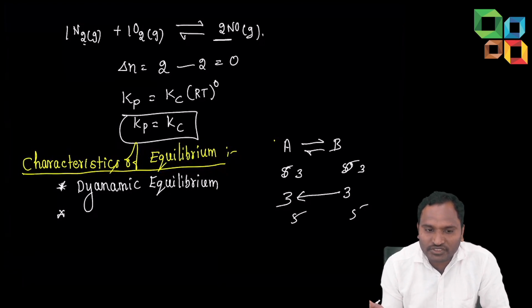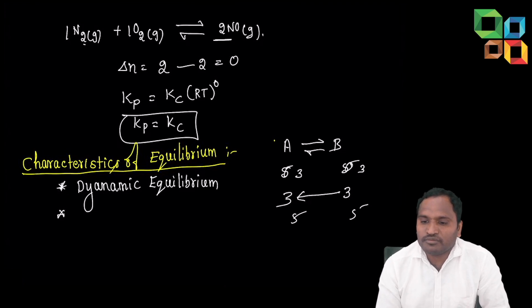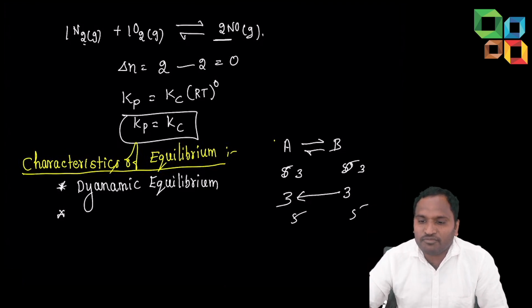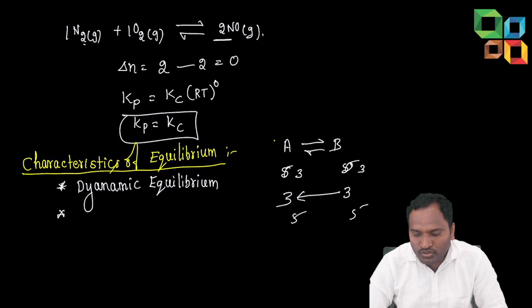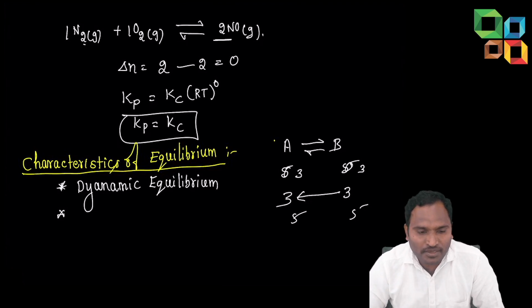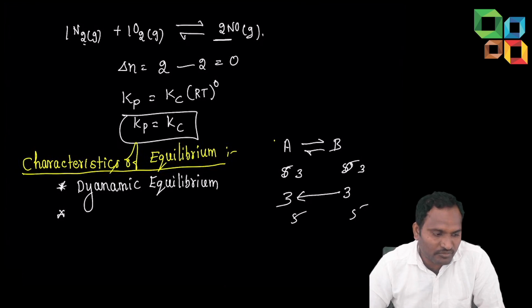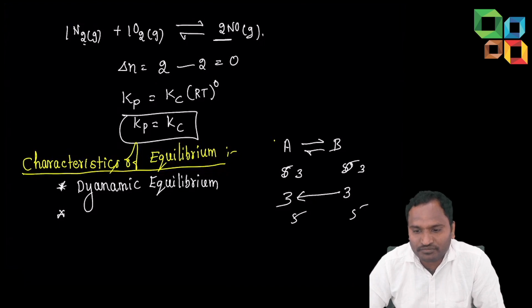If the rate of forward reaction is less and backward reaction is more, by increasing the rate of forward reaction it can attain equilibrium. Or by decreasing the rate of backward reaction, it can attain equilibrium. Got it, students? So, attainment of equilibrium can happen from either direction of the reaction. And a catalyst does not affect the equilibrium. It just increases the speed of attainment of equilibrium.